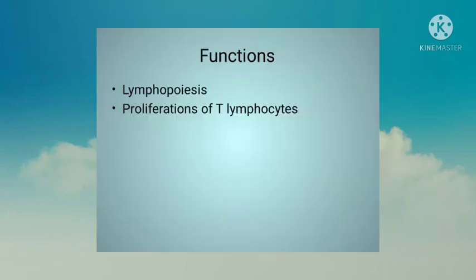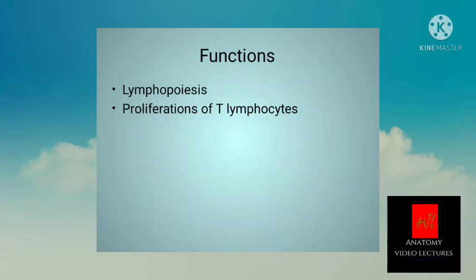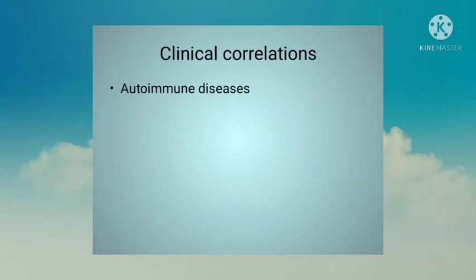The main function of the thymus is to help in the formation of lymphocytes. It is called lymphopoiesis. The proliferation of the T lymphocytes and their conversion into cells capable of reacting to antigens probably takes place under the influence of hormones produced by epithelial cells of the thymus.